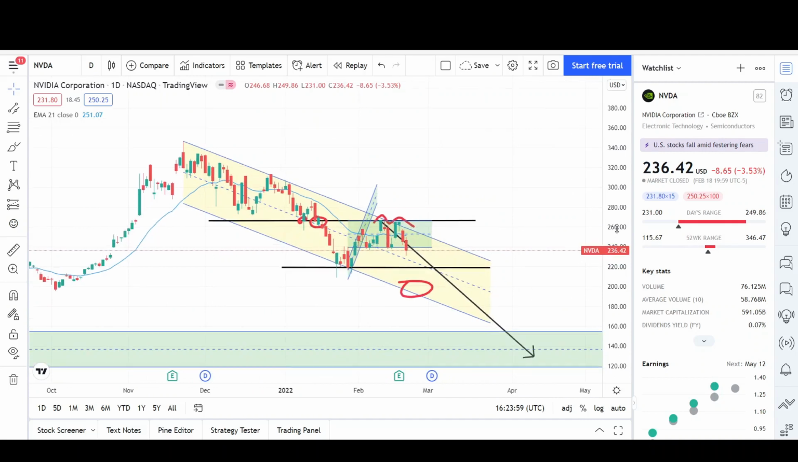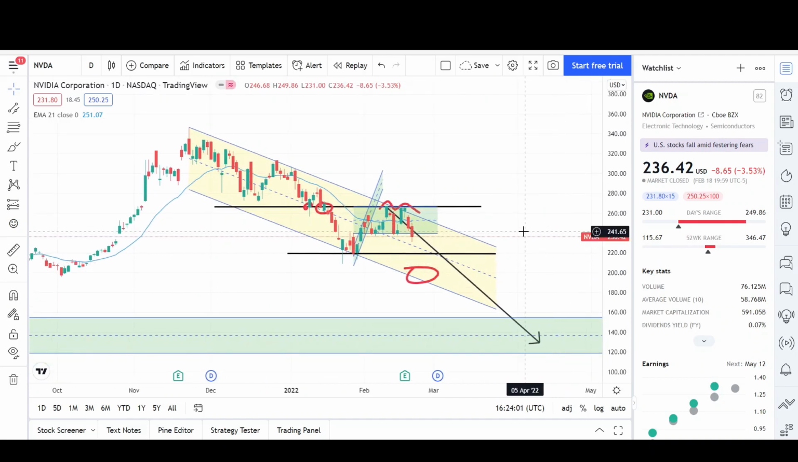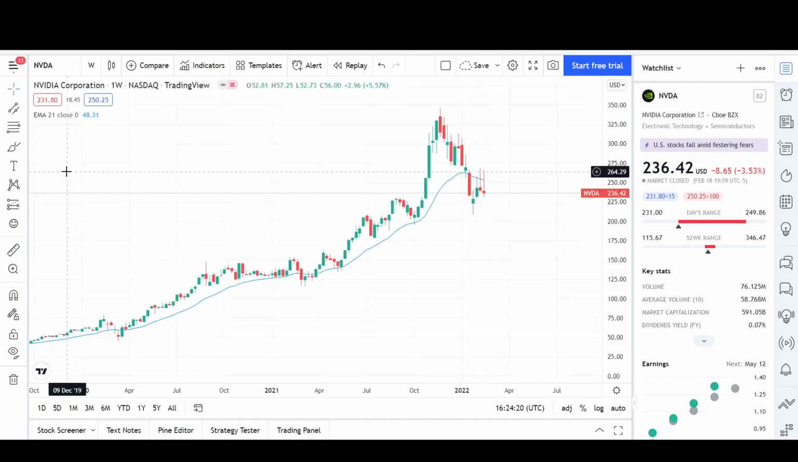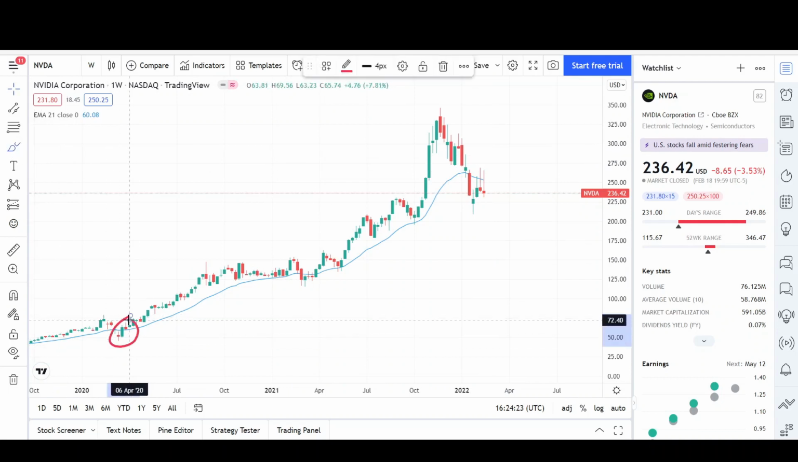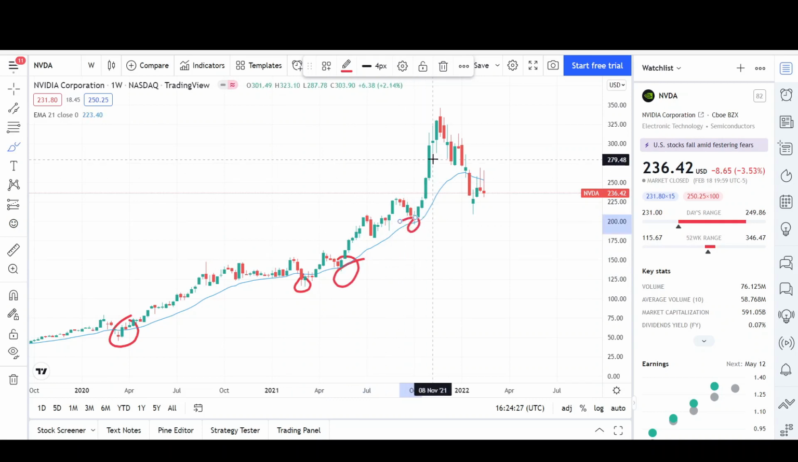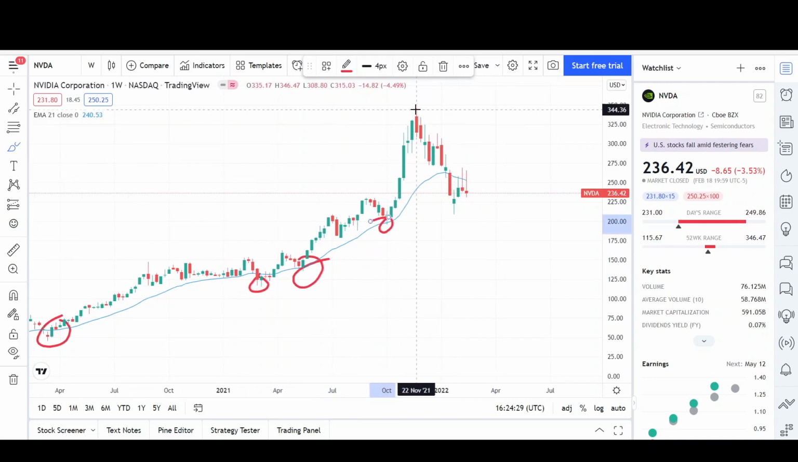Let's go and look at the long-term pattern on the weekly chart. And here you have the weekly chart for NVIDIA. You can see that previously the EMA was acting as support. Every time prices came to it, we bounced and it sent prices higher. But now this is a change in market structure. We had a huge move down and we pulled back to find resistance at the EMA.